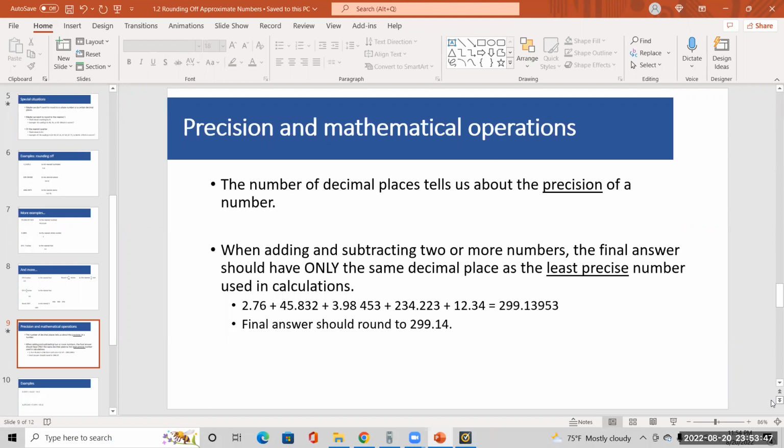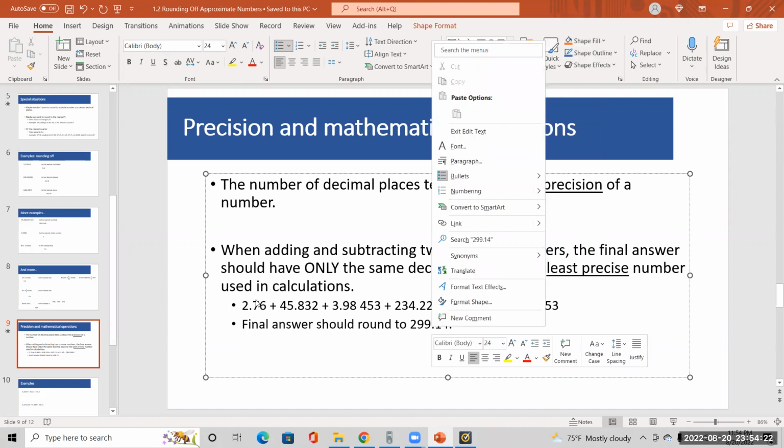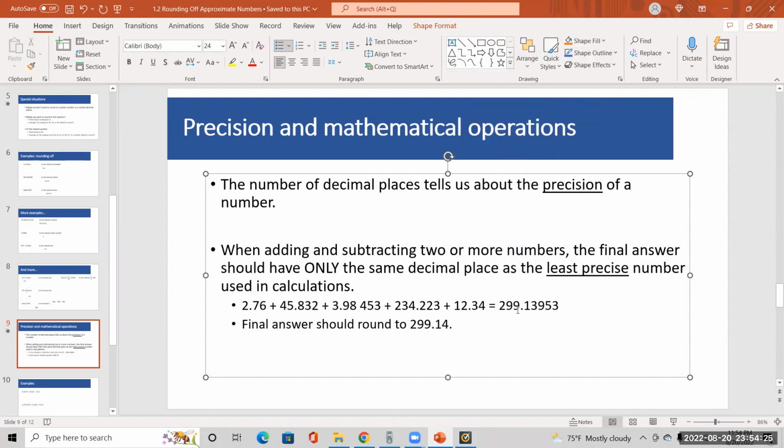So if you're adding and subtracting a bunch of numbers, go ahead and enter in your calculator exactly as you see it. But then round your answer to the least number of decimal places there are. So here in this one, we have 2.76, we have 45.832, and so on. We have lots here. We have 2 decimal places here, 3 here, 5 there, 3 there. The lowest number of decimal places we have is 2. So even though the calculator gives this number, we need to round our final answer to only 2 decimal places.